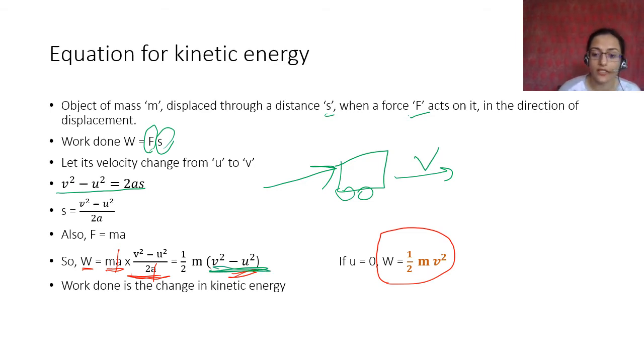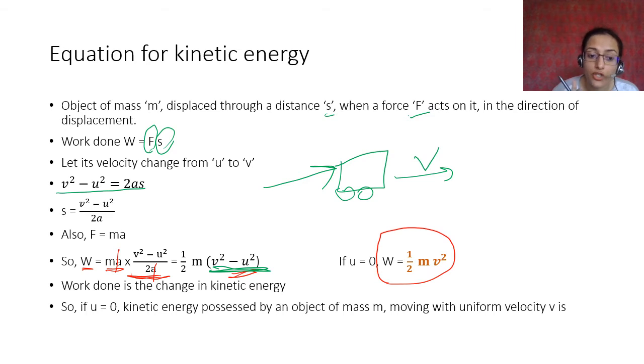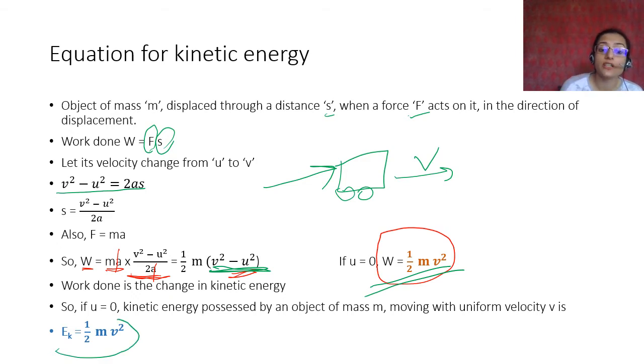This is the change in velocity. Okay, so if u is equal to 0, kinetic energy possessed by an object of mass m moving with a uniform velocity v is this one. Kinetic energy is the work done, the change in kinetic energy. This work done is equal to the kinetic energy. Work done is kinetic energy in this case, therefore kinetic energy is half mv square.